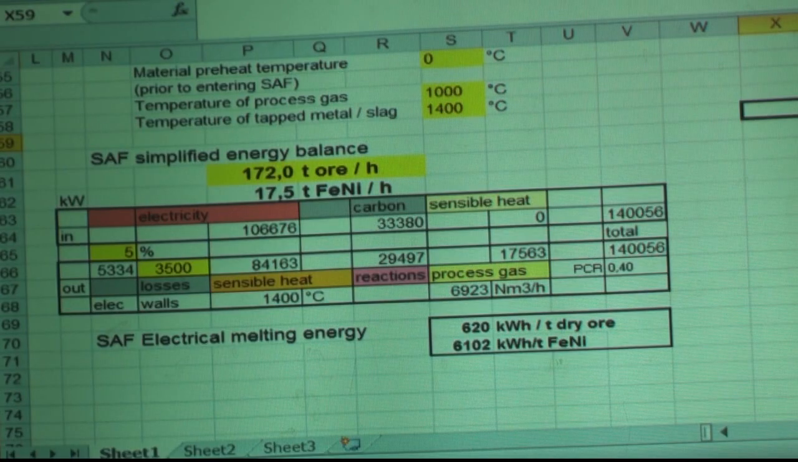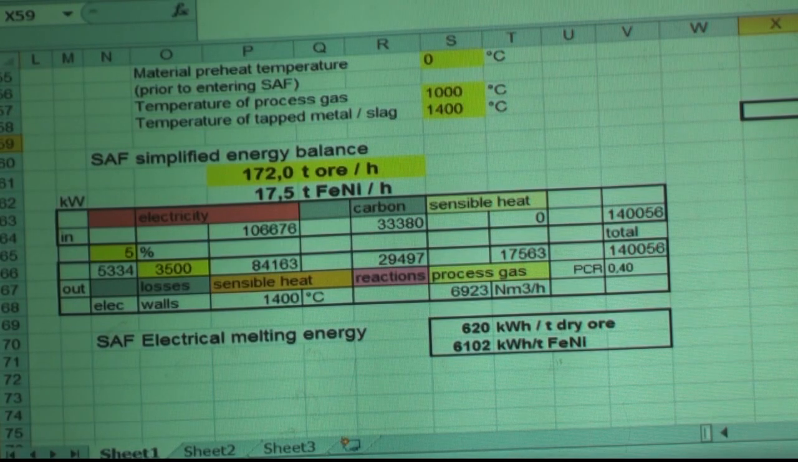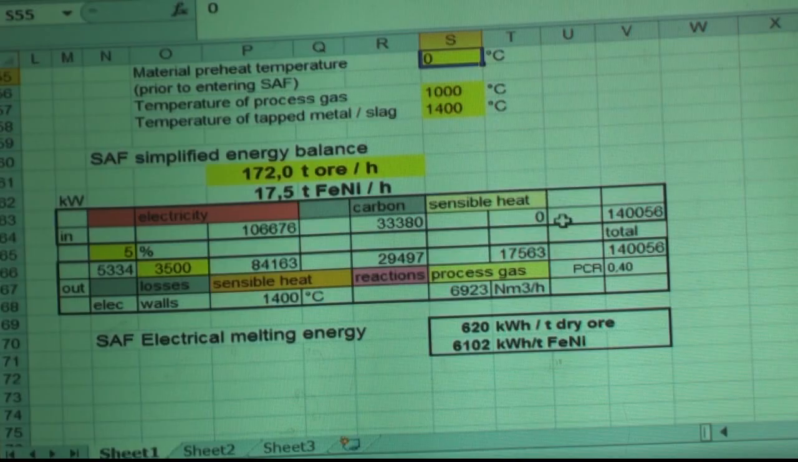Oh, calcine pit temperature. Oh, sorry. Design calcine. Calcine pit temperature, 800. Yeah. But this will change very much. Now I know, it's 800. Then we have 62 megawatt.